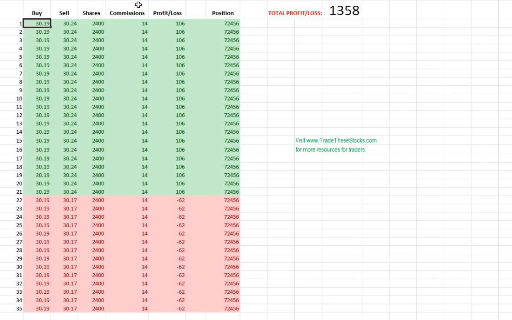Changing your commission structure should be the first thing. Ask yourself, how much am I paying in commissions? And then you have to look at your entries and your exits. Are you getting ahead of yourself with your entries? Are you also getting ahead of yourself with your exits? Could you get more out of your trade?